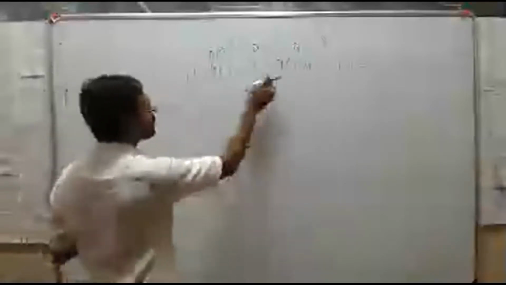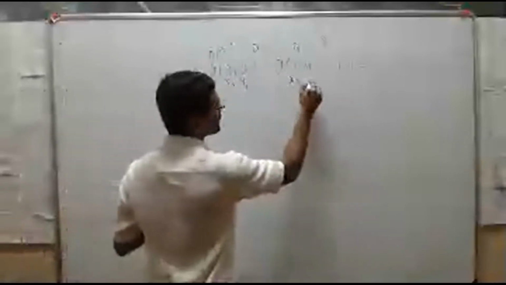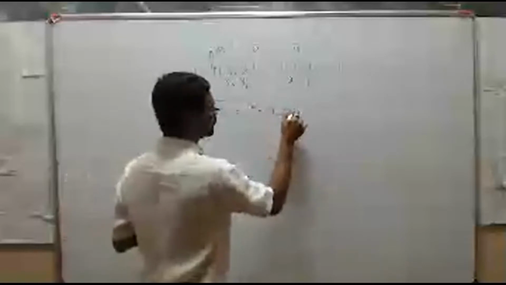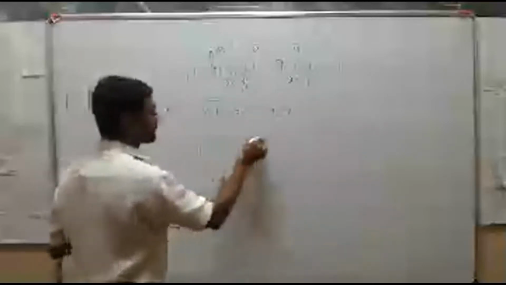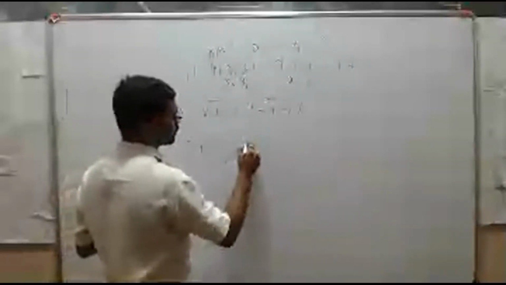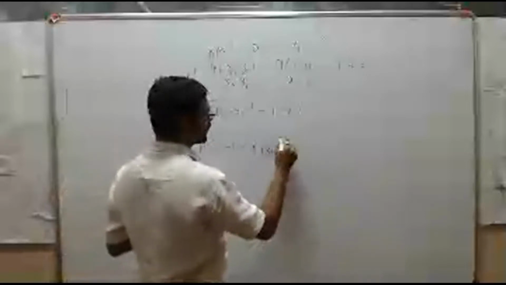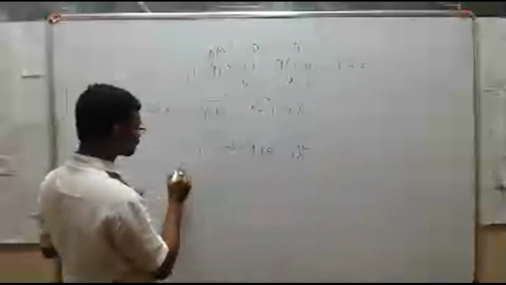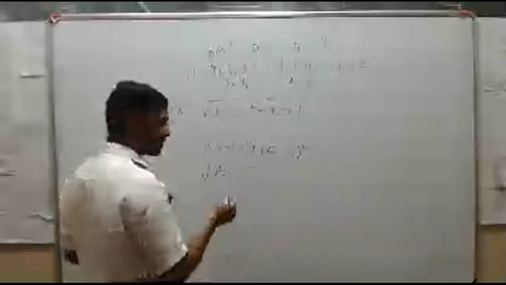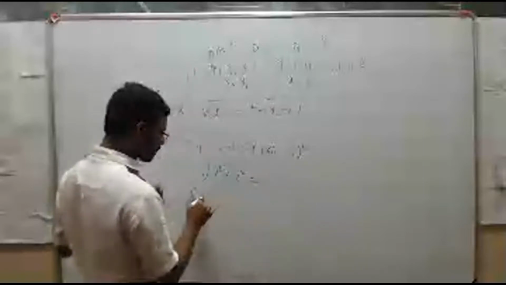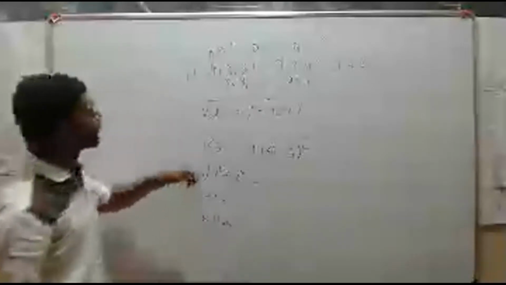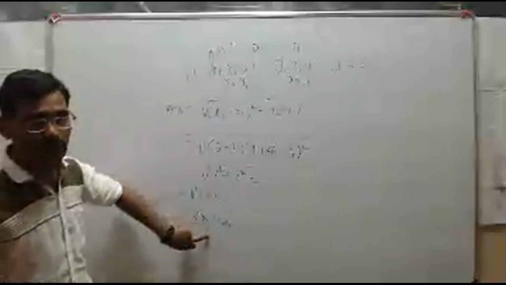The distance of AB means one point is considered as x1 y1, the other as x2 y2. What is the distance formula? Root of x2 minus x1 whole square plus y2 minus y1 whole square. Therefore AB is equal to, what is the value of x2 here? 3 minus x1 value, which is 2, whole square, plus what is the value of y2? 4 minus y1 value, which is 3, whole square. Therefore AB is equal to 3 minus 2 is 1 square plus 4 minus 3 is also 1 square. Therefore root of 1 square plus 1 square, and 1 plus 1 is how much? Root 2 units. Therefore the distance of AB is root 2 units.